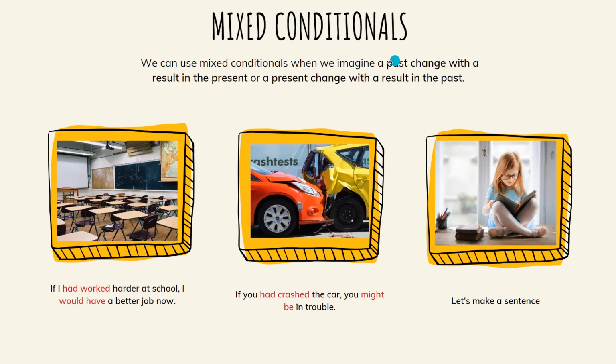So, past change with a result in the present. We change something in the past. Imagine you couldn't pass the exam. You just change that thing: if I had passed my exam, and you talk about the present situation. Why do we call them mixed conditionals? Because we mix second and third conditional. For the if clause, we use second conditional. For the result clause, we use third conditional. And in the other one, for the if clause, we use third conditional. For the result clause, we use second conditional. So that's it. It's so easy.